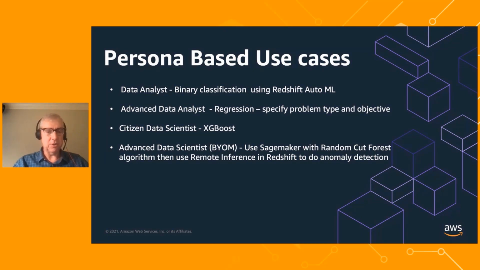Next, we'll take on the persona of a citizen data scientist, creating an XGBoost model. Then finally, we'll do an advanced data scientist persona using the bring your own model functionality, where we will create a model in SageMaker using the random cut forest algorithm, and then we'll show you how to do remote inference in Redshift to do anomaly detection.